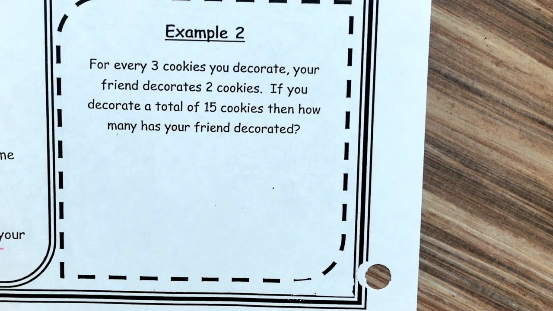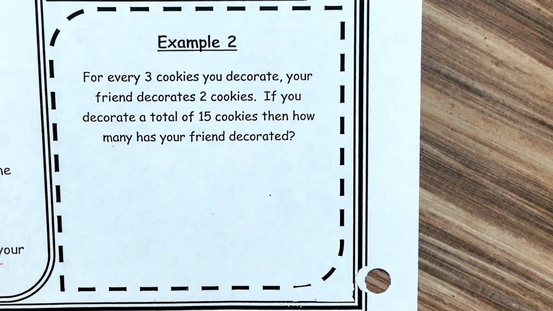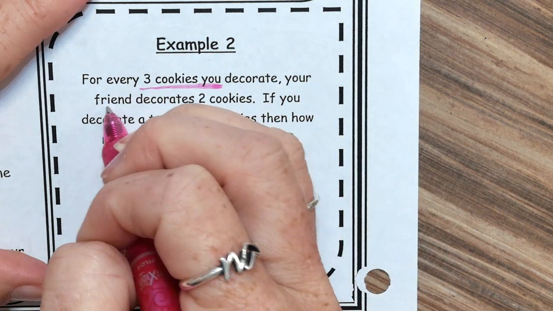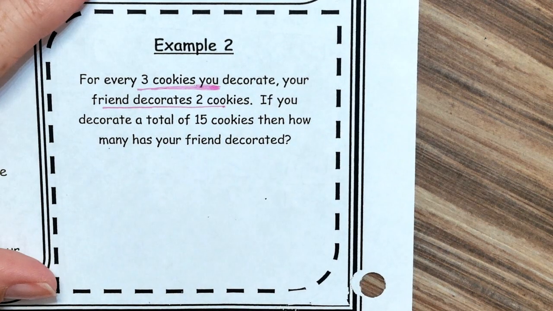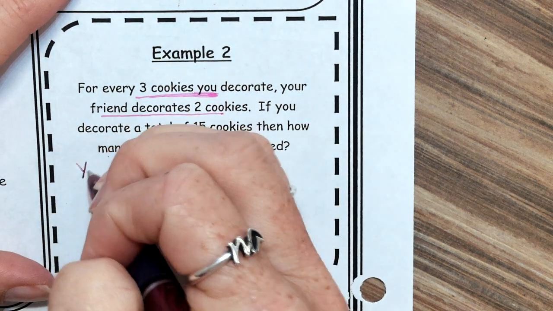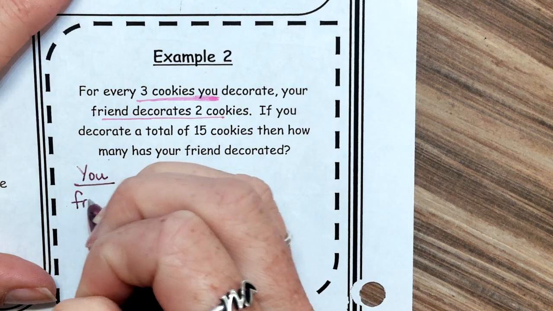Now we're going to do another example that could be on the STAR test. You are going to have to figure out, am I doing part per part or part per whole? So let's read the question. For every 3 cookies you decorate, your friend decorates 2 cookies. So I'm talking about cookies for both of them, yes? But one is for you and one is for your friend. So let's make our ratio based off of what they gave us. They gave us you to your friend.